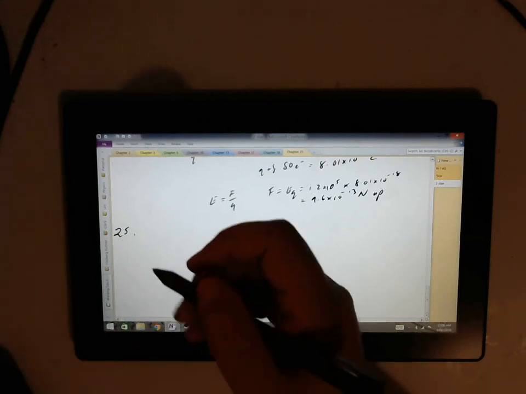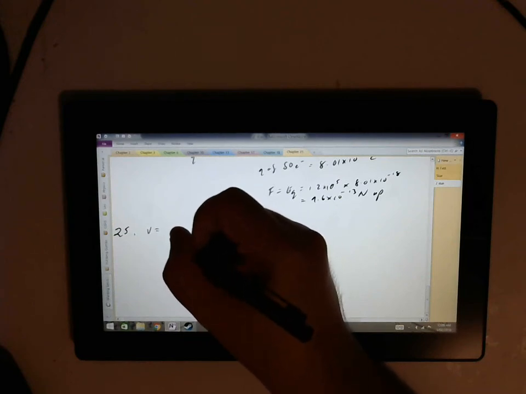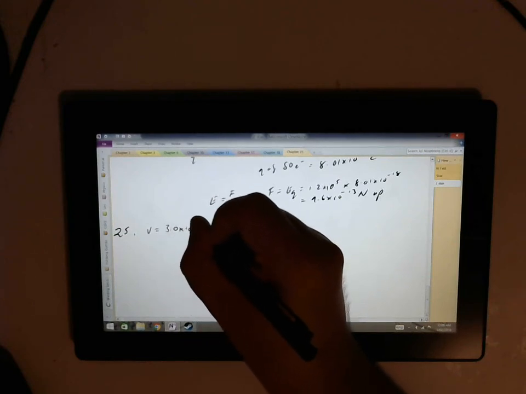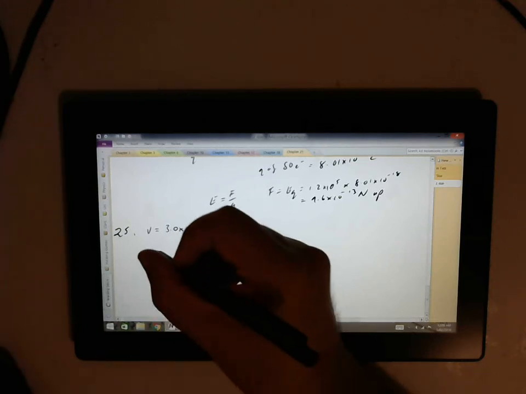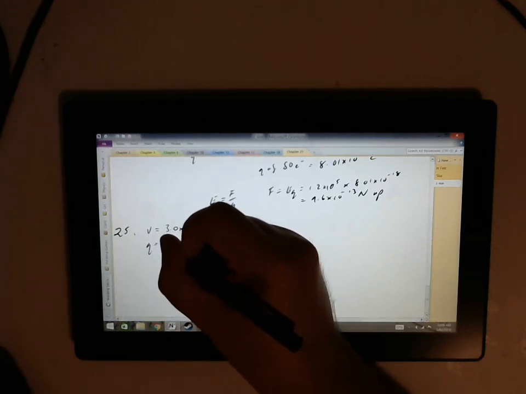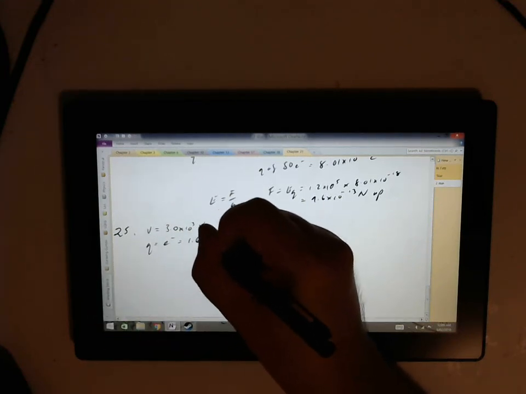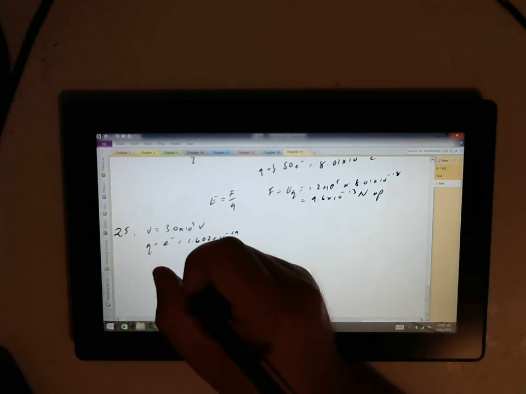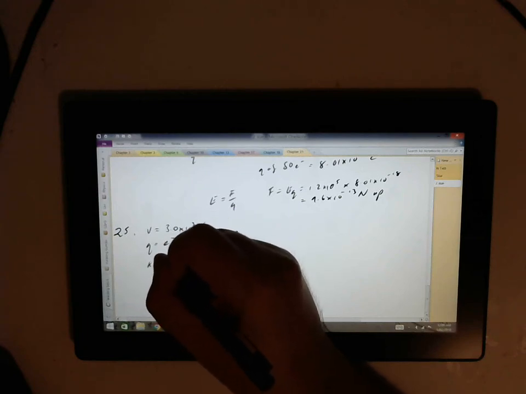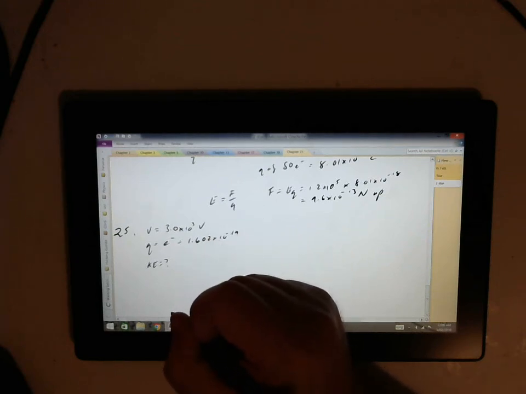Accelerated by a potential. So potential, remember, is given the symbol V. 3.0 times 10 to the 3 volts, so 3,000 volts. What is the kinetic energy of the electron from the gun in electron volts and joules? We know that Q is equal to 1 electron, which equals 1.602 times 10 to the negative 19. We want to know what is the kinetic energy. And we want it in two units, electron volts and joules.